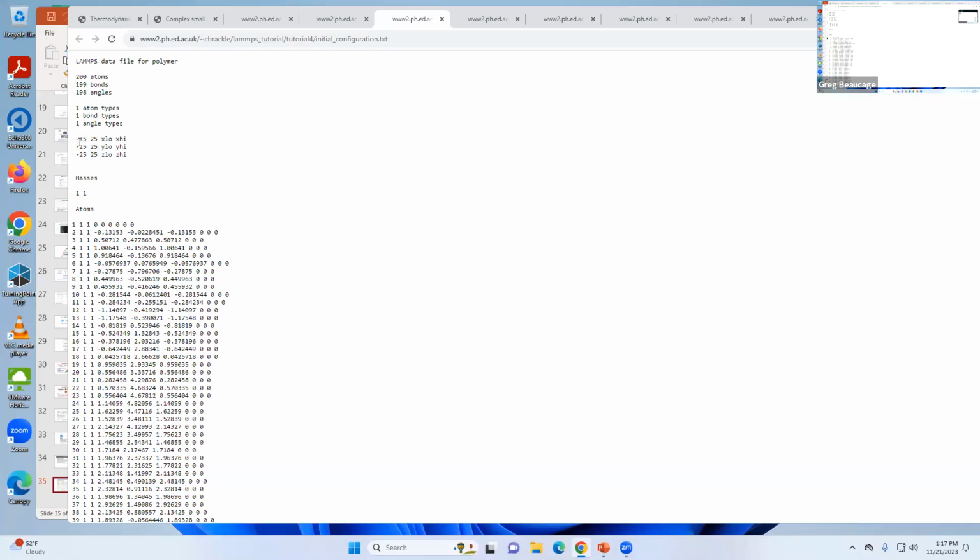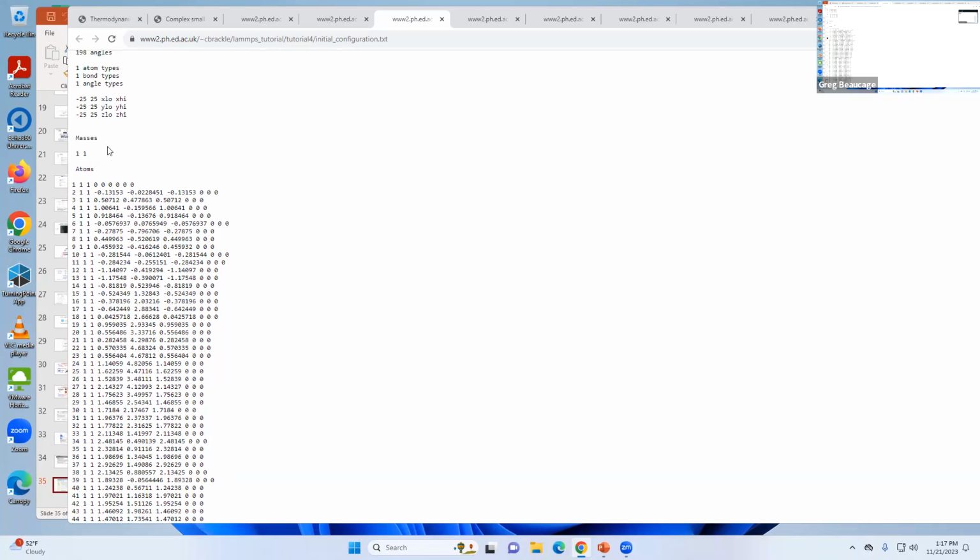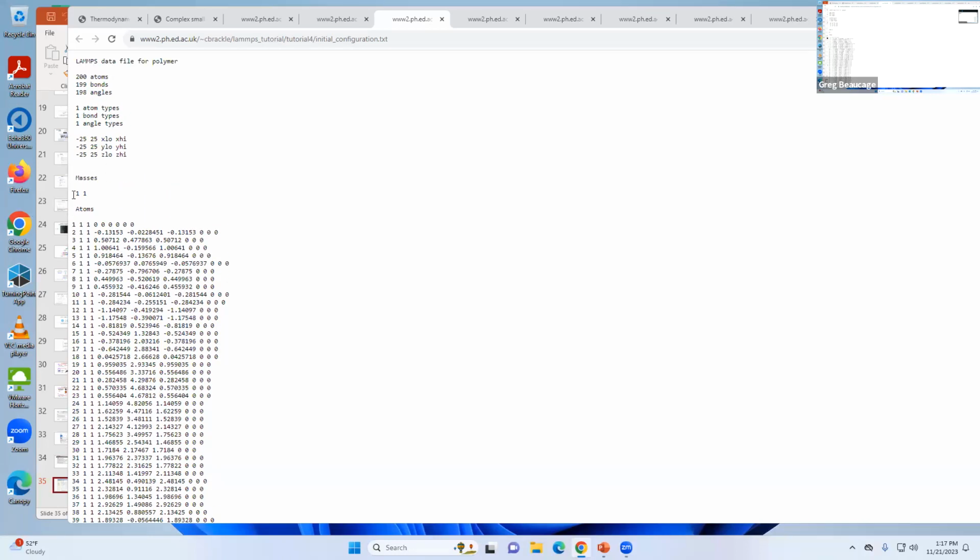So you say the box X low, X high for the box, so it goes negative to positive. Your numbers here will be negative and positive, right? They're not on a grid, they're just freely floating. And then the mass of the atom: you only have one atom type, the mass of atom one. If you had two atom types, it'd be 1, 2, and the mass could be different.